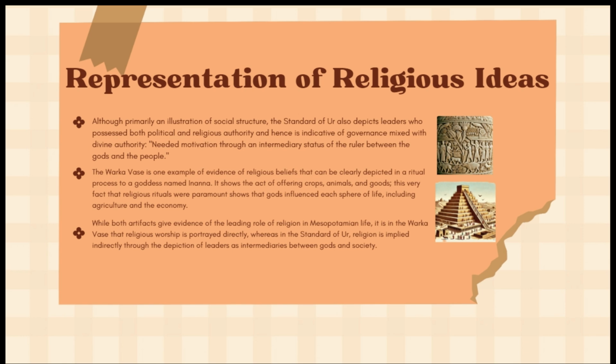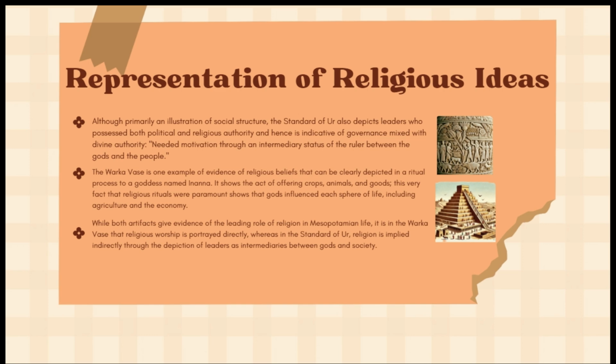The Warka Vase is one example of evidence of religious beliefs that can be clearly depicted in a ritual process to a goddess named Inanna. It shows the act of offering crops, animals, and goods. This very fact that religious rituals were paramount shows that gods influenced each sphere of life, including agriculture and the economy. While both artifacts give evidence of the leading role of religion in Mesopotamian life, it is in the Warka Vase that religious worship is portrayed directly, whereas in the Standard of Ur, religion is implied indirectly through the depiction of leaders as intermediaries between gods and society.